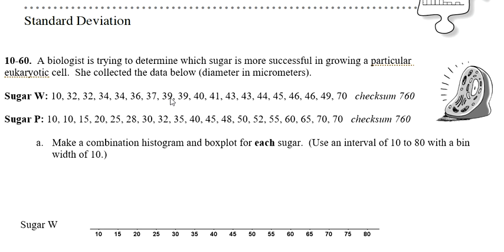So what I want you to do first of all is create a combination histogram and box plot for each sugar, and it says use an interval of 10 to 80. So we're going to start at 10 and go all the way up to 80 for our histogram, and we're going to use a bin width of 10. So from 10 to 20 will be one bin. Remember, we start at 10, we go up to, but don't include 20. So 20 goes into the next bin up. Then we go from 20 to 30, 30 to 40, etc.